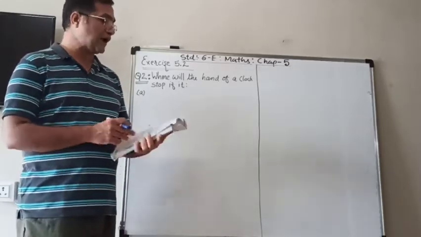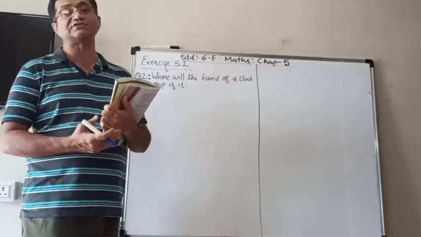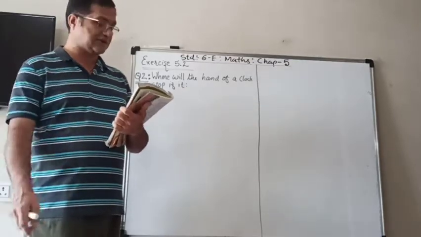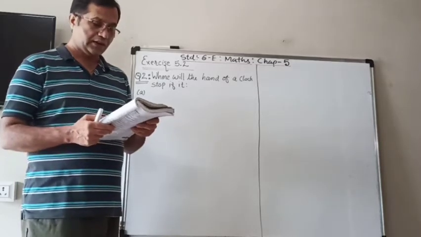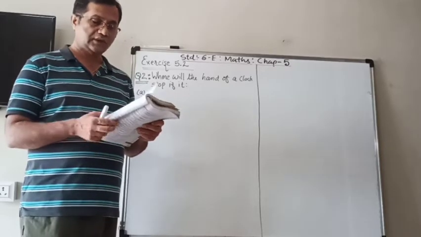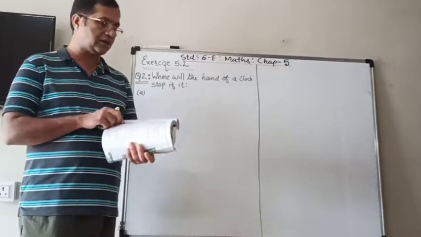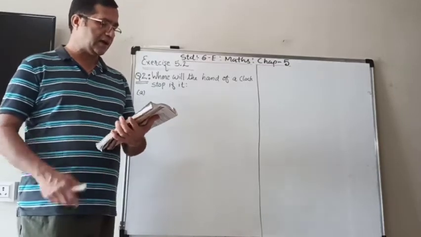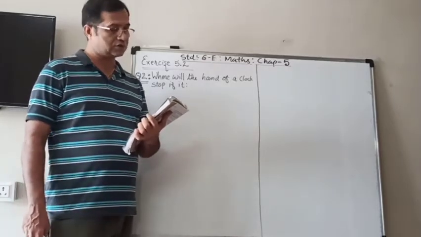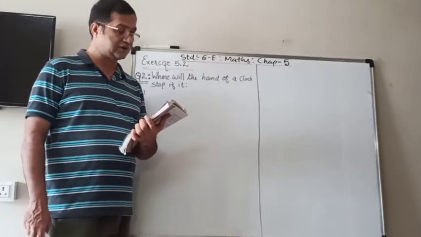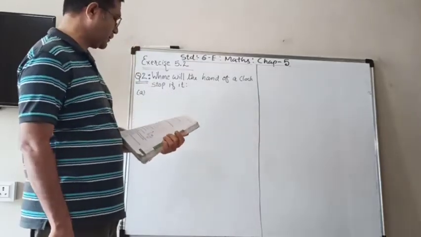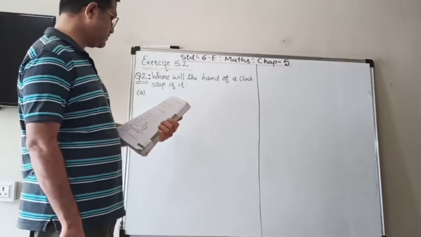Chapter number 5, Understanding Elementary Shapes, in which we are busy with exercise 5.2. In last session we learned about the different angles, right angle, straight angle, complete angle, and the part of the revolution like half revolution, 1/3, 1/4, and 3/4. Then we started exercise 5.2 and finished question number 1. Now we will start question number 2.